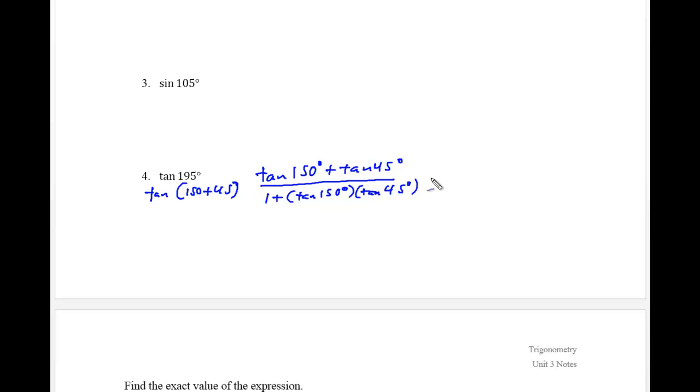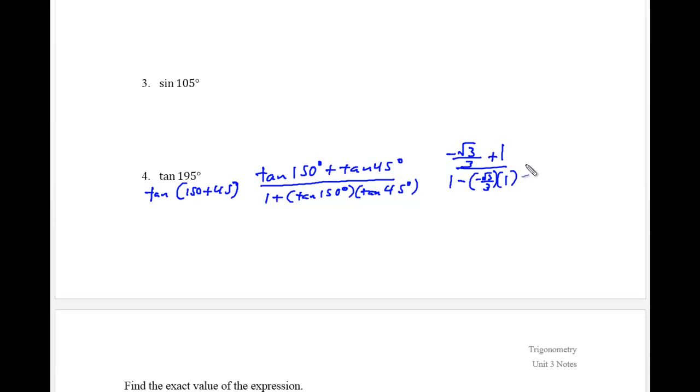One of the tricks about this problem is that the tangent of 150 degrees, if you look at that on the unit circle, is negative square root of 3 over 3. Don't forget the negative, that's easy to do. And the tangent of 45 degrees is 1. So down below we got 1 minus negative square root of 3 over 3 times 1.